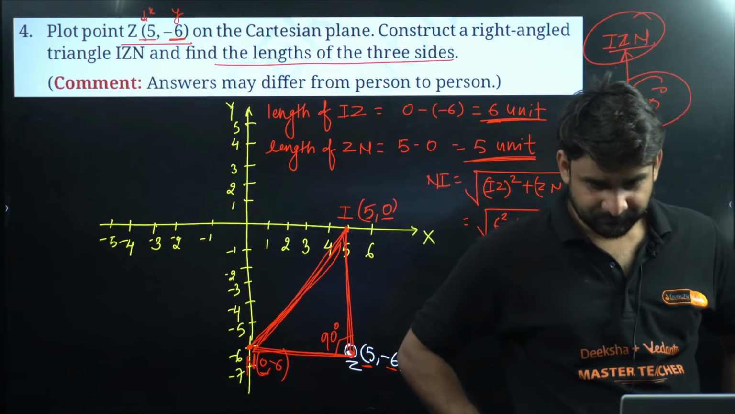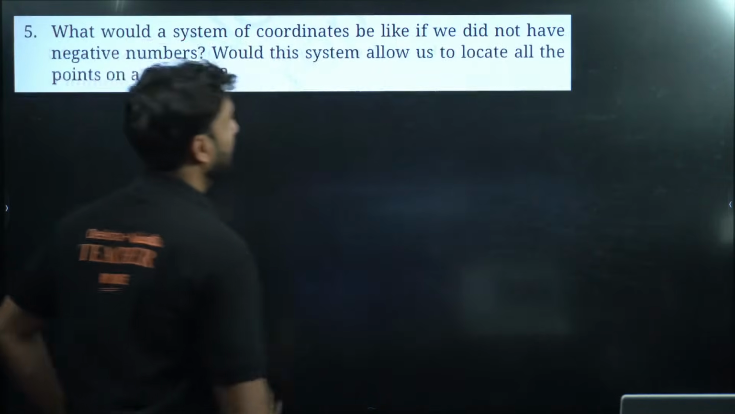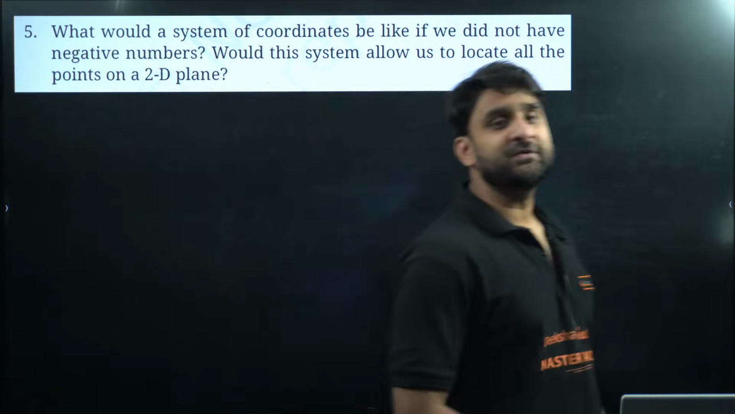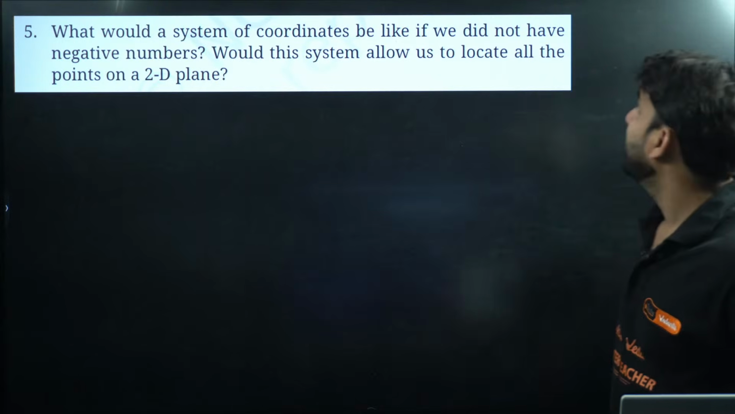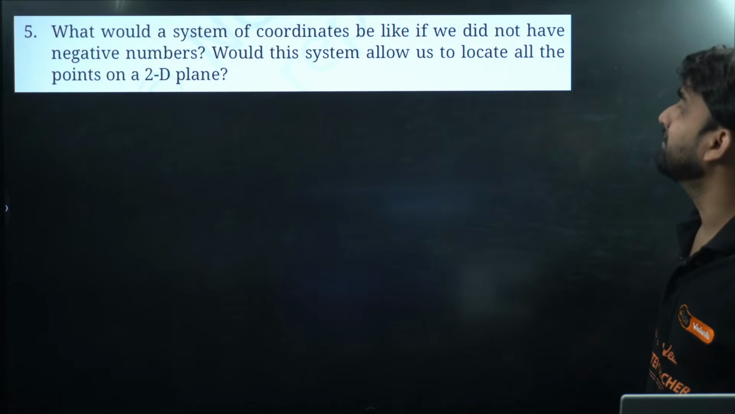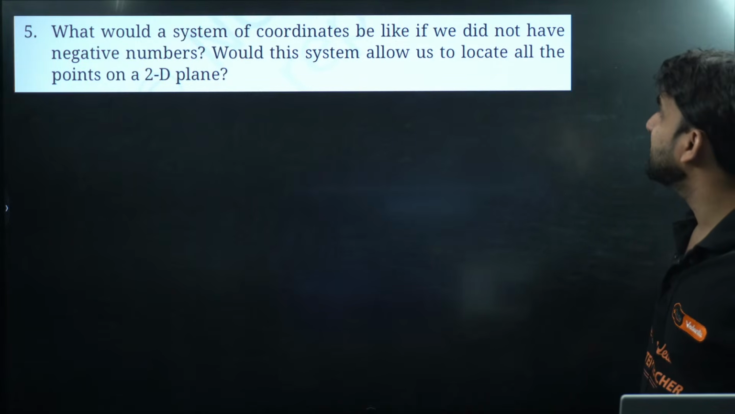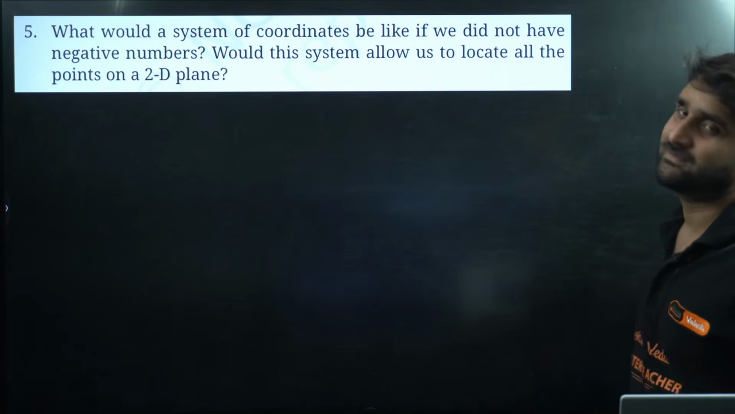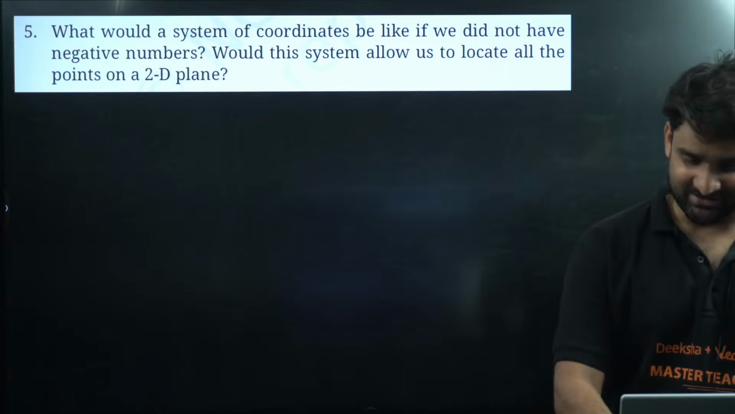Okay. Moving to the next question. So look at the question here. What would a system of coordinates be like if we didn't have negative numbers? Would this system allow us to locate all the points on a 2D plane? This is a reasoning question.